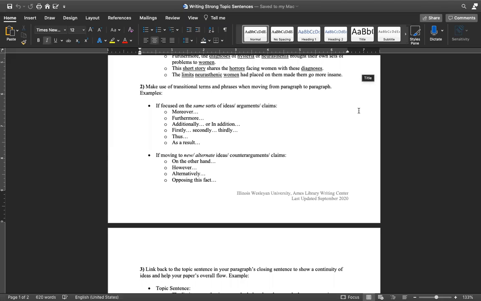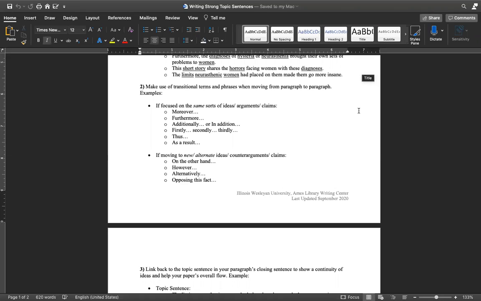For example, if you're focusing on the same sorts of ideas, arguments, or claims, you might want to use words that indicate you're not transitioning to new ideas, but rather building up the original. Words like moreover, furthermore, additionally, or the phrase in addition, or listing terms like firstly, secondly, thirdly, or first, then, and next also work really well here. Thus, and as a result, are also good options.